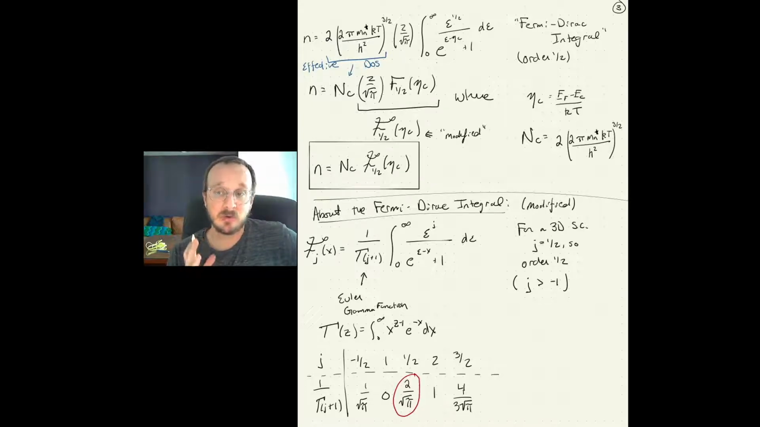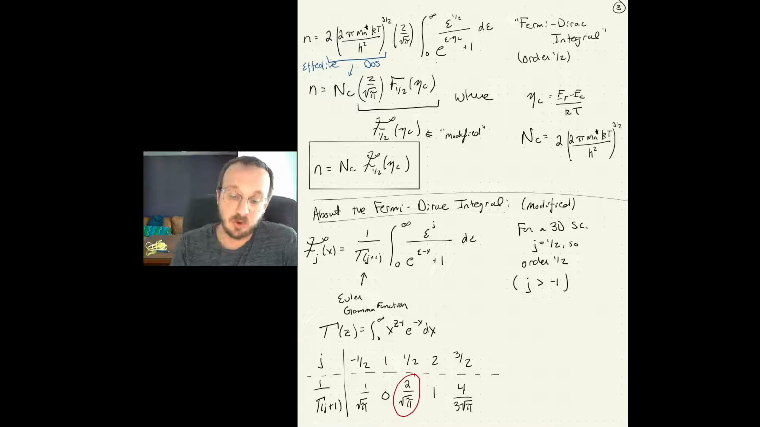And in general, you don't have to have a 3D semiconductor. You could have a 2D or a 1D semiconductor, and your order for the Fermi-Dirac integral will change. So you need to understand your order first, and then you can know your prefactor to pull out so that you can compute the effective density of states.